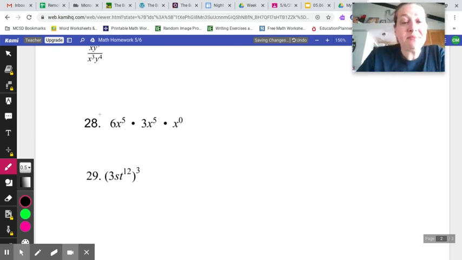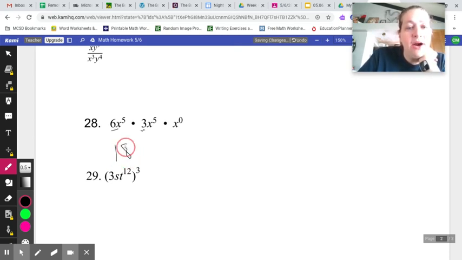Excuse me. We're going to multiply. So 6 times 3 is 18. And then we add our exponents. X to the fifth plus x to the fifth is x to the 10th. So I did these two first. Okay. Now x to the 0 is 1. So 18x to the 10th times 1 is just 18x to the 10th. Okay.